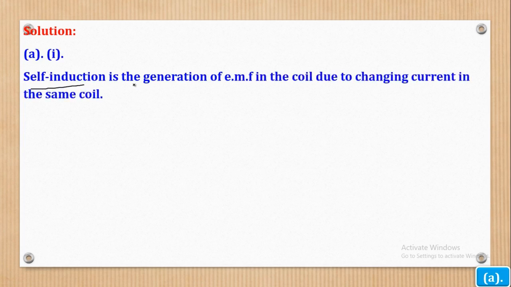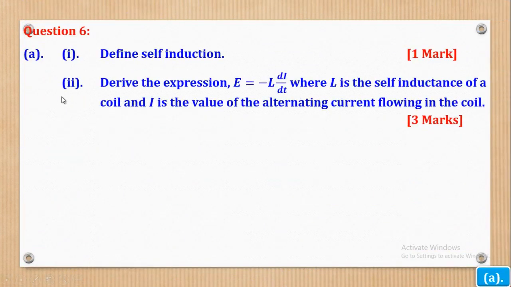So self-induction is the generation of EMF in the coil due to changing current in the same coil. Then we shall go to part A, Roman 2. So Roman 2 says, derive the expression for the EMF, where L is the self-inductance of a coil and I is the value of the alternating current flowing in the coil.